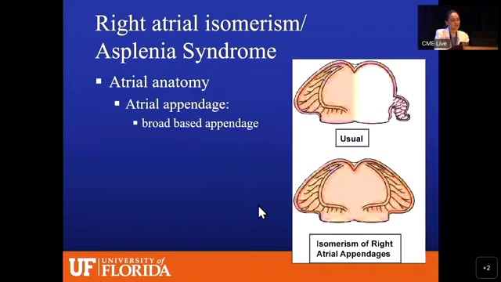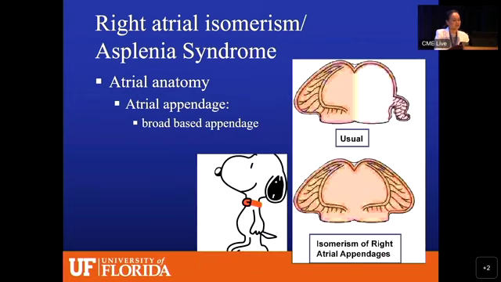So again, in right atrial isomerism, your atrial anatomy shows your atrial appendage. Usually there's a broad-based appendage on your right and a finger-like appendage on your left. In right atrial isomerism, there are two broad-based right atrial appendages. Again, how would you remember those who were trained around my era? Snoopy's snout is the right atrial appendage. Snoopy's ear is your left atrial appendage.